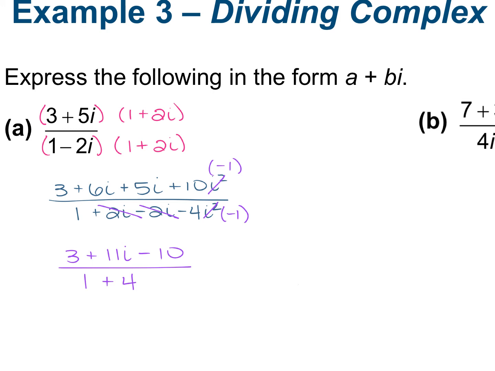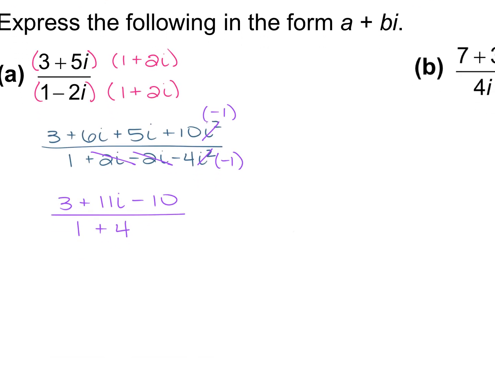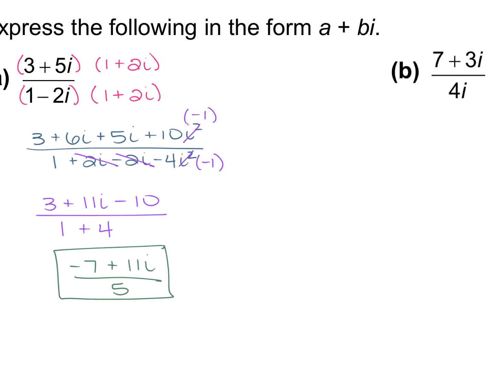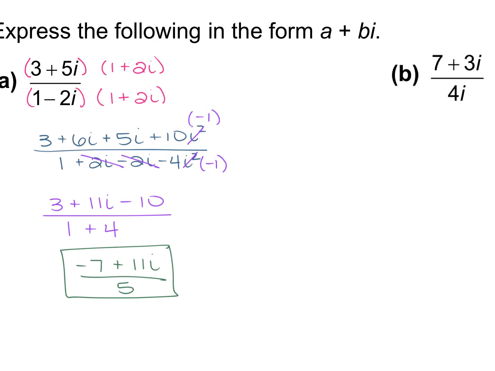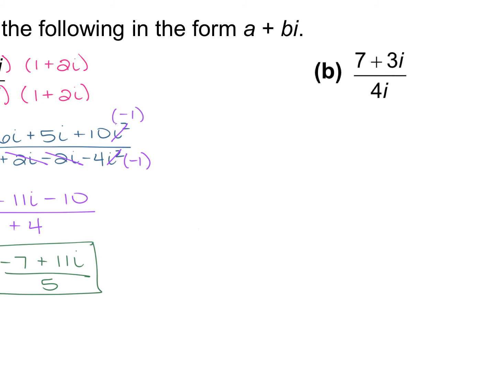From here, you're going to combine your like terms. Keep your numerator in a plus bi form. So 3 minus 10 gives us negative 7 plus 11i over 1 plus 4, which is 5. You have no common factors here, so that is the simplest form of this fraction. That is your answer.